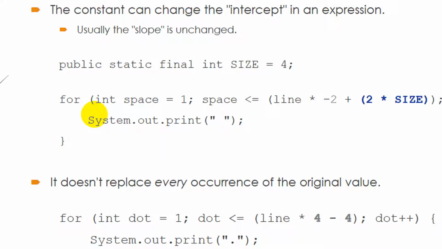This is just the observation. The constant cannot change the intercept in an expression. It is impossible to change the constant. You are not allowed to change the value of a constant.